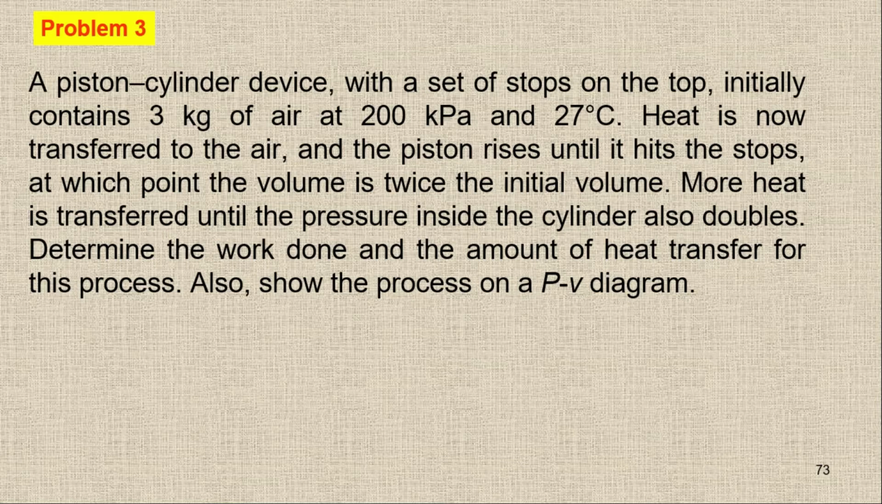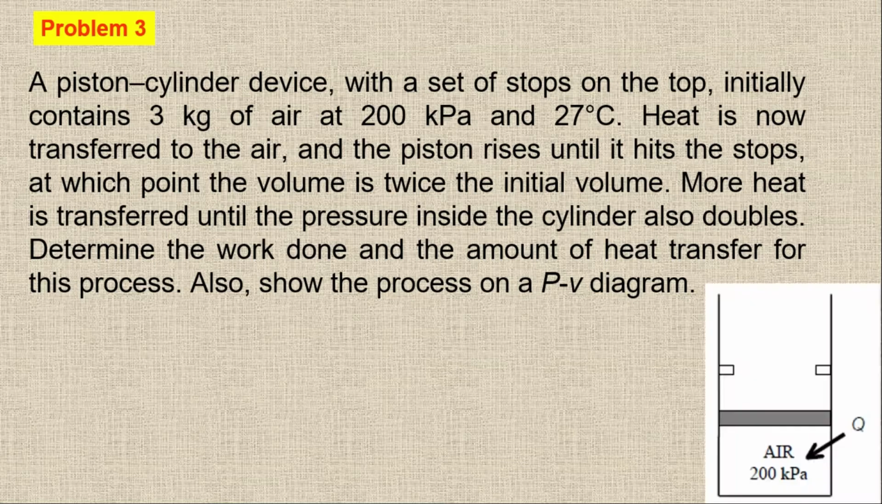So it's basically a constant volume process. In the question, you have to determine the work done and the amount of heat transfer for this process. Also show the process on a PV diagram. So if I'm going to draw the schematic diagram, it will be like this one. We have a piston cylinder device. So we have the piston here at 200 kilopascal and 27 degrees Celsius. So heat is provided and this piston is going up and it's going to hit this stop.